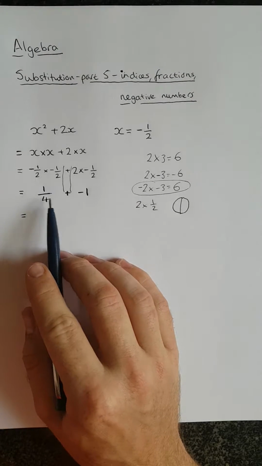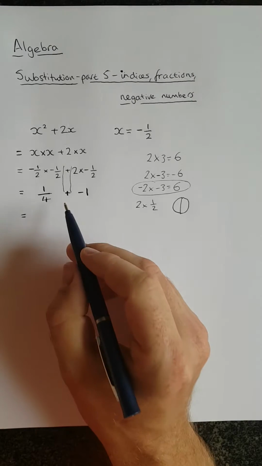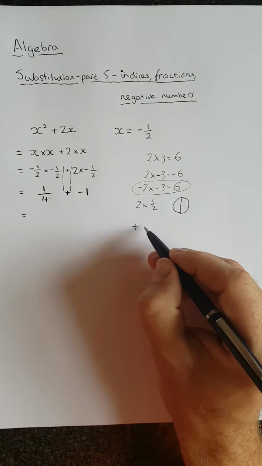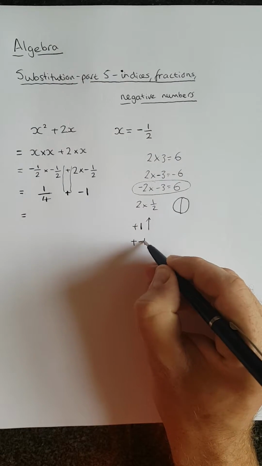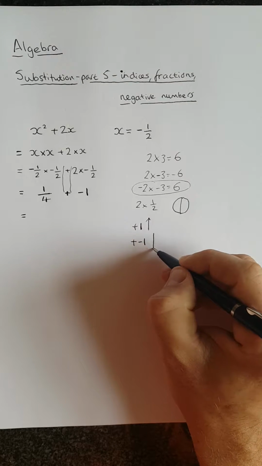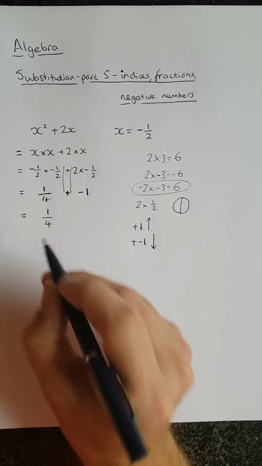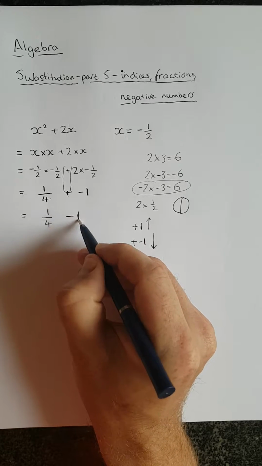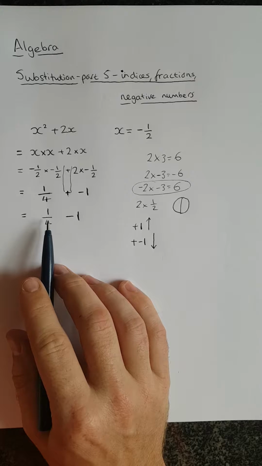Okay, a quarter, add negative 1. Well, if you add 1, you go up 1. So what happens if you add negative 1? That's right. You go down 1. So adding negative 1 is the same as subtracting 1. Okay.